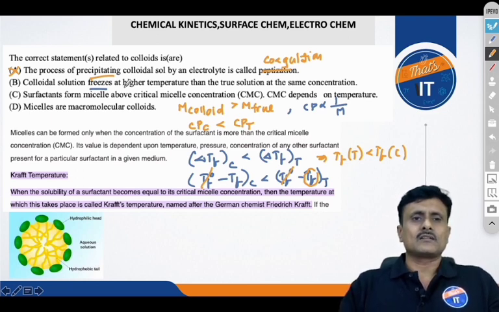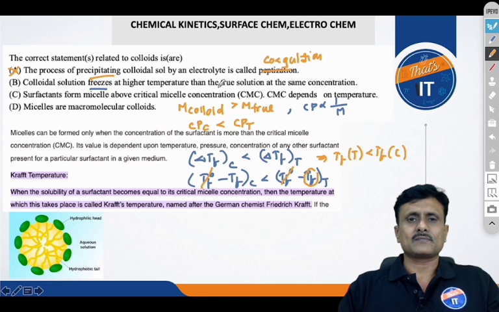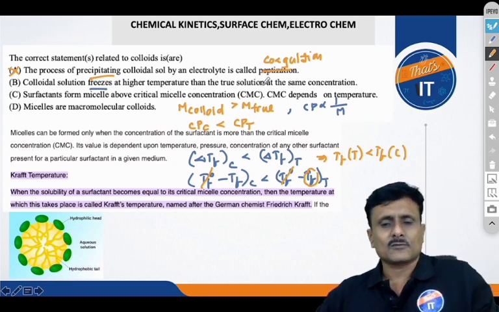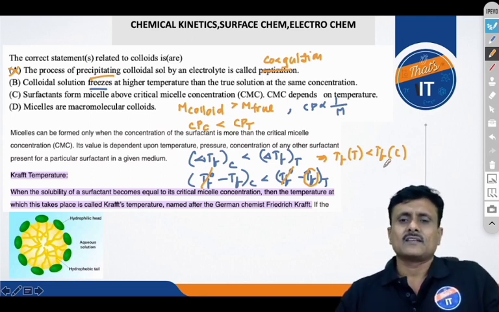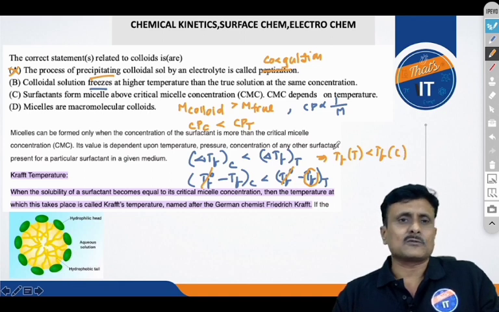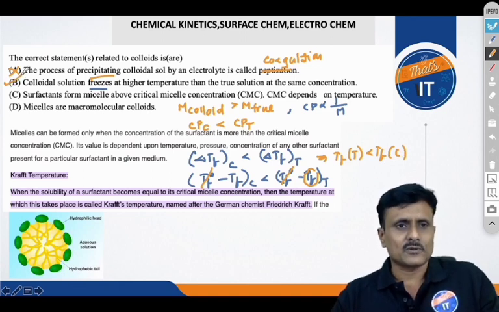So colloidal solution freezes at a higher temperature than true solution at the same concentration. You can see that the freezing point of the colloidal solution is greater. So this option looks to be okay.